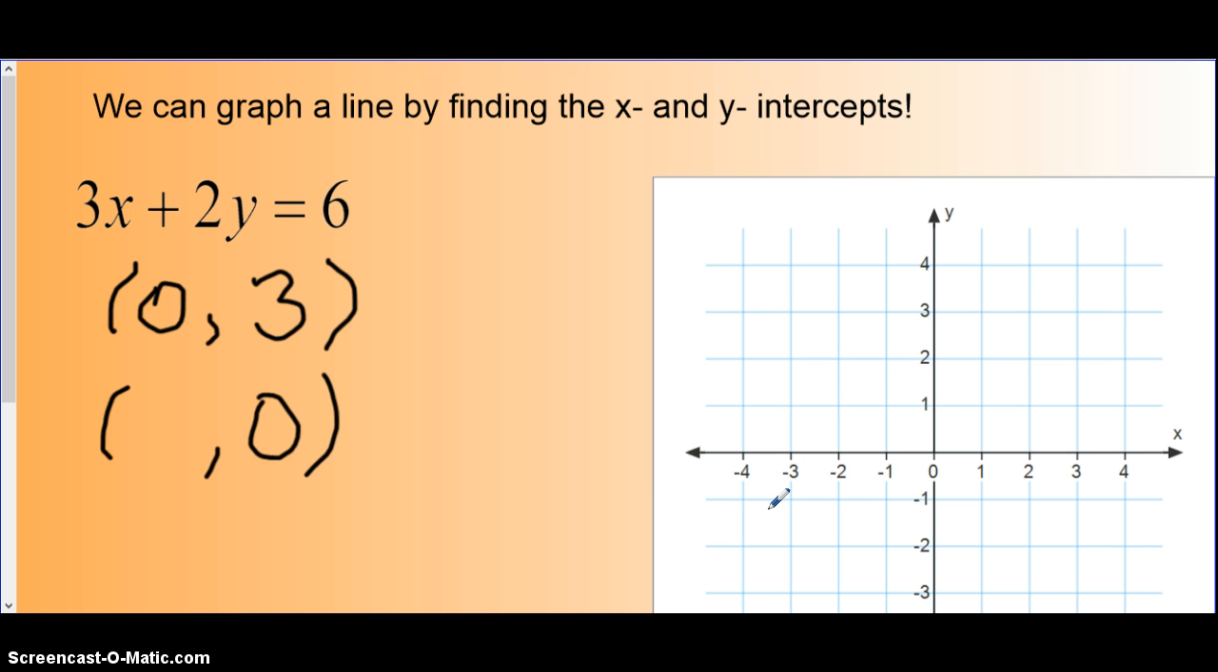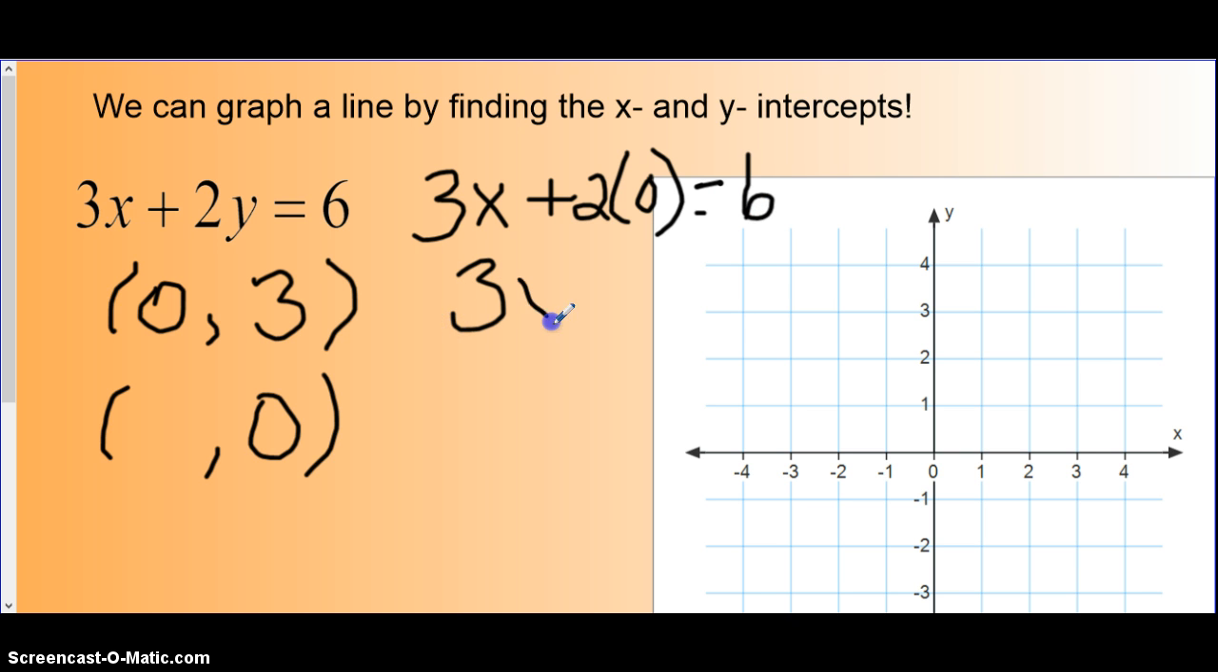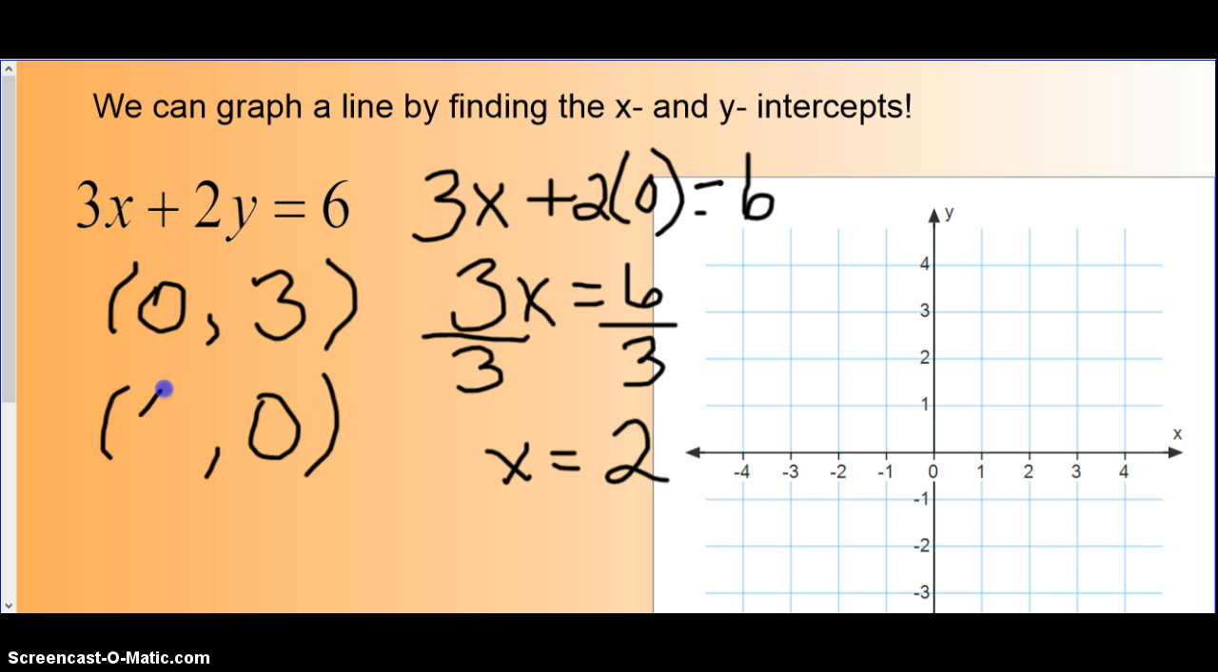You can do the same thing to find your x-intercept, only this time you're going to substitute in the 0 where the y is located. So we have 3x plus 2 times 0 is equal to 6. Anything times 0 is equal to 0. That gives you 3x equal to 6. When you divide by 3 on both sides, it gives you x is equal to 2. So my x-intercept is at (2, 0).